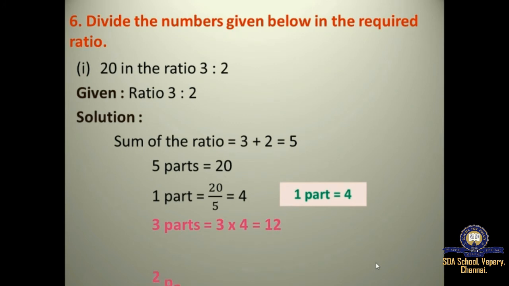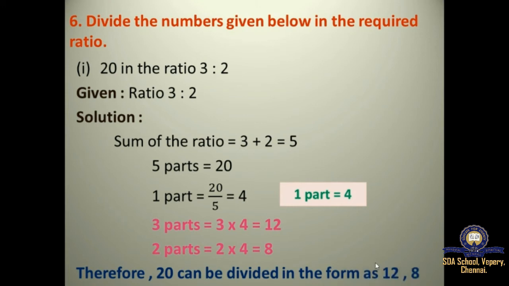And for finding out 2 parts, you'll be multiplying 2 with one part, that is 4. So 2 multiplied by 4 is 8. So therefore 20 can be divided in the form as 12 and 8.